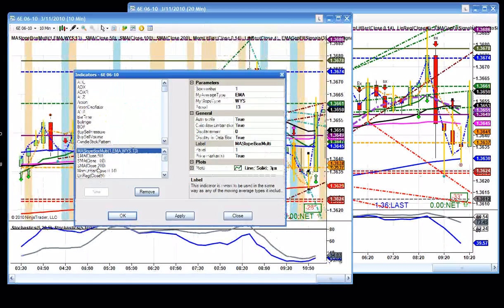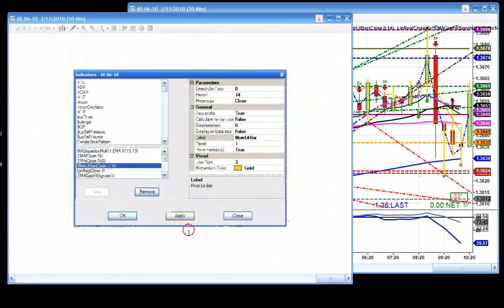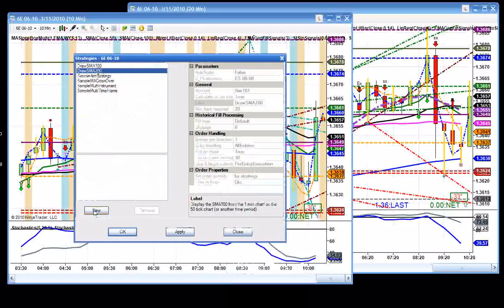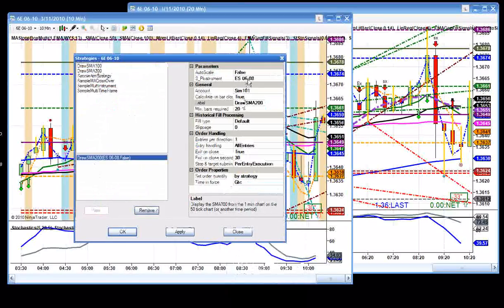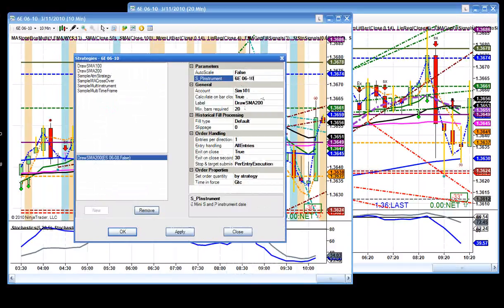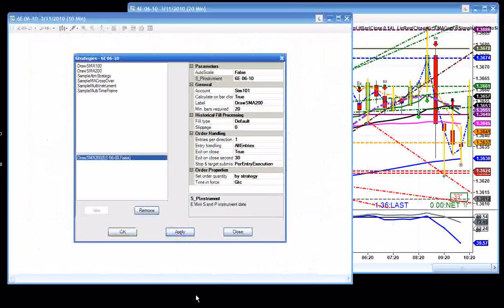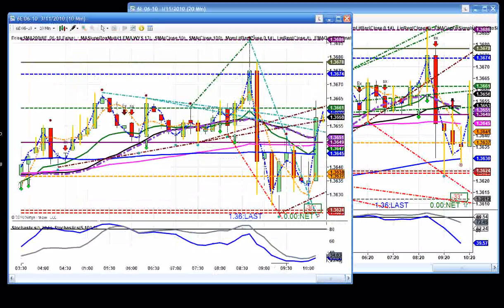on the 10-minute chart because it is not true. I'm going to add the 200 moving average from the 1-minute chart. Now you can see where the true 200 moving average is, the dashed dot purple line.